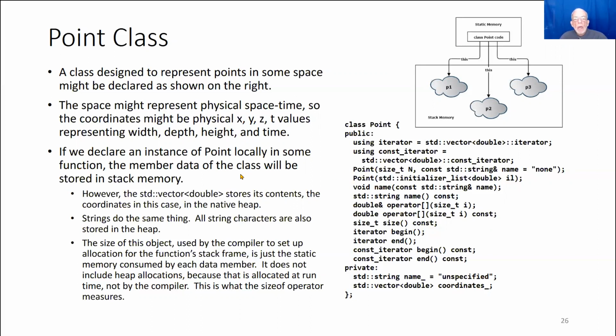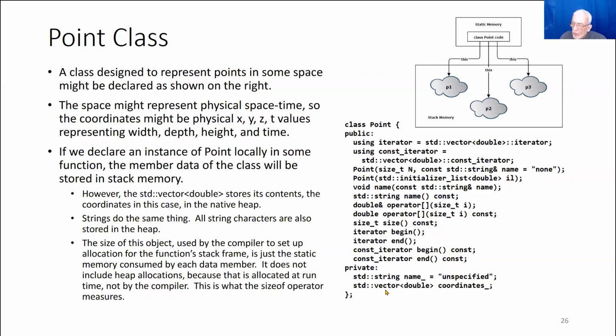When we declare a point locally in some function, the member data of that class is going to be stored in stacked memory, just as we described in the previous memory model. So here, when we declare a point, we're storing a string name and a vector of doubles. A vector is just like an expandable array on the stack, but that's not the whole story. The string class itself stores the character sequence for name on the native heap. And the vector stores its collection of data in a contiguous hunk of memory on the native heap.